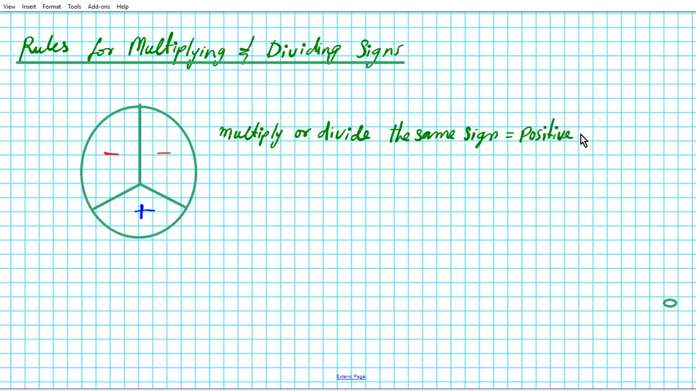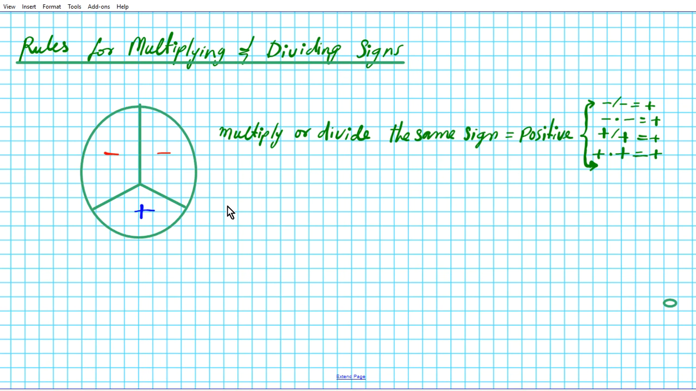Okay? So let's look at the four cases. If you have minus divided by minus, you have a plus. Or if you have minus multiplied by minus, you have a plus. How about positive divided by positive? Positive divided by positive is also positive. And then positive multiplied by positive is positive also. So you can see that whenever you're multiplying or dividing the same signs, you always end up with positive.